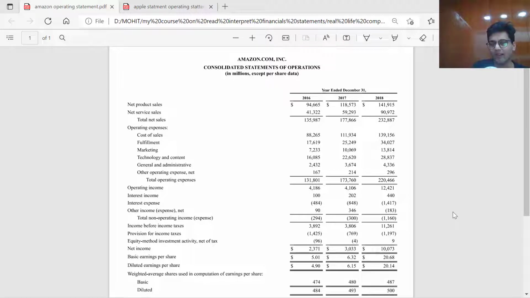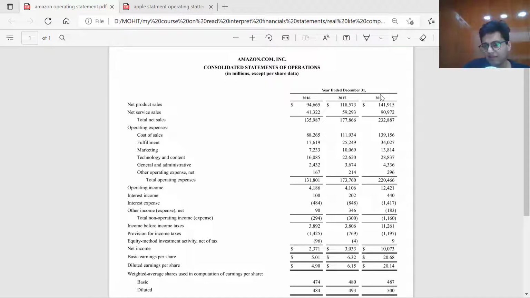Welcome back. In the previous class, we discussed the operating statement or the income statement of Apple. In this one, let's discuss the income statement of Amazon. Here we have the Amazon income statement for 3 years. These 3 years are represented by 16, 17 and 18.